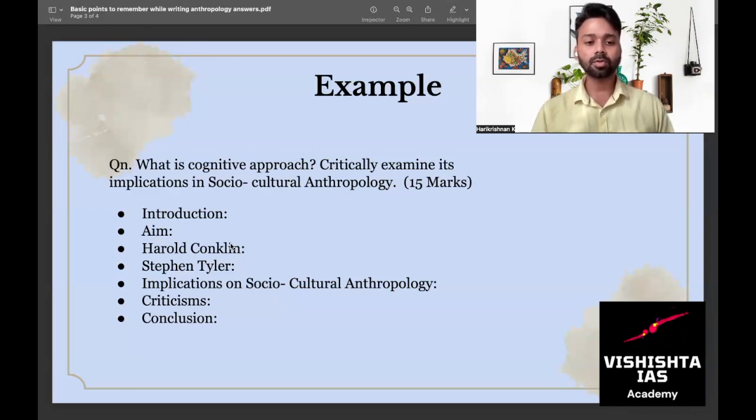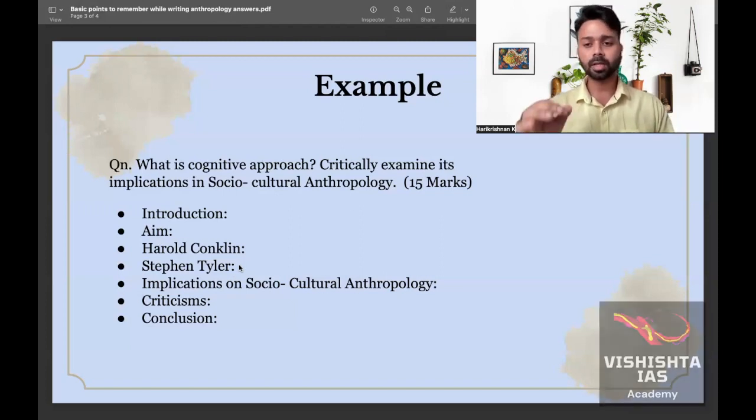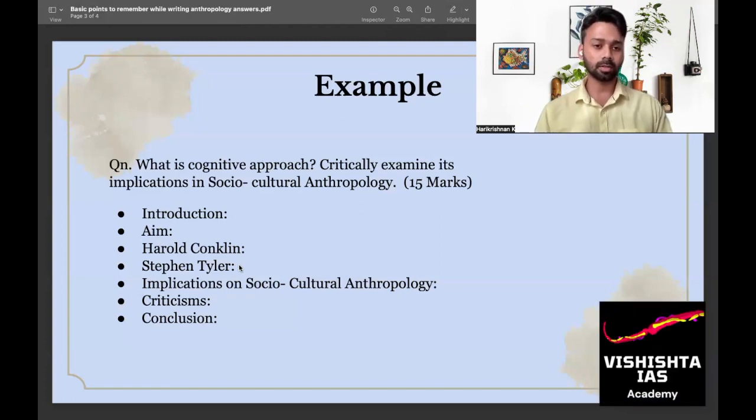This is why you need to understand the question clearly. Most of the people, what they do is they will fill the paper with Harold Conklin and Stephen Taylor. They will end up getting just 3 marks or 4 marks. The reason behind it is you have not understood the question clearly. So you are answering the first half of the question by completing your answer until Stephen Taylor. After that, you start with implications on socio-cultural anthropology.